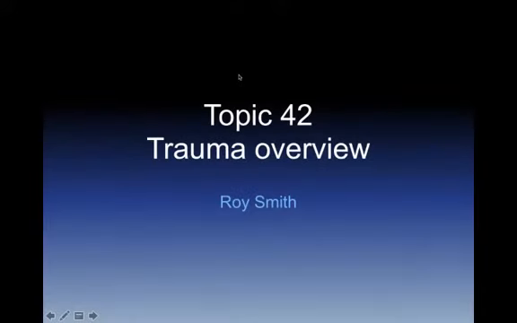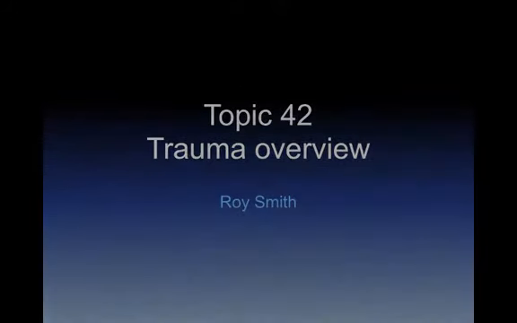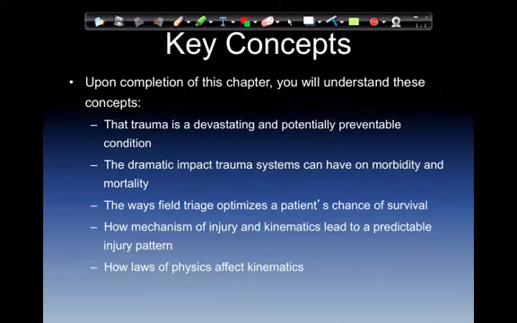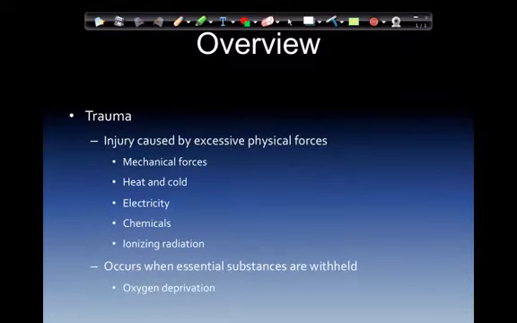This is going to be topic 42, Trauma Overview, and key concepts. Upon completion of this chapter, you'll understand that trauma is a devastating and potentially preventable condition, the dramatic impact trauma systems can have on morbidity and mortality, the ways field triage optimizes a patient's chance of survival, how mechanism of injury and kinematics lead to a predictable injury pattern, and how laws of physics affect kinematics.